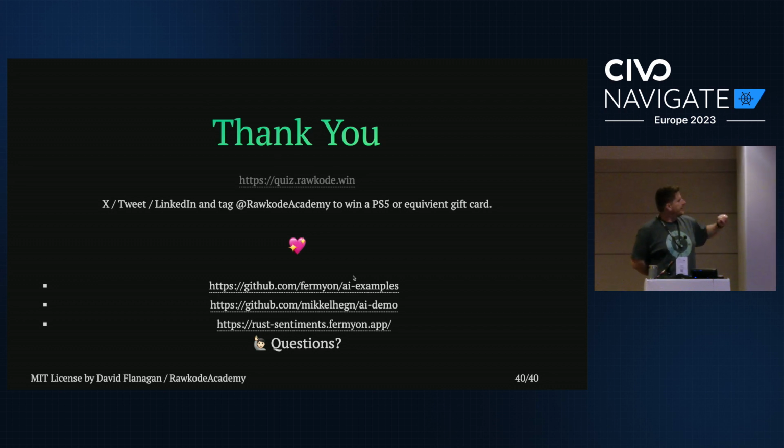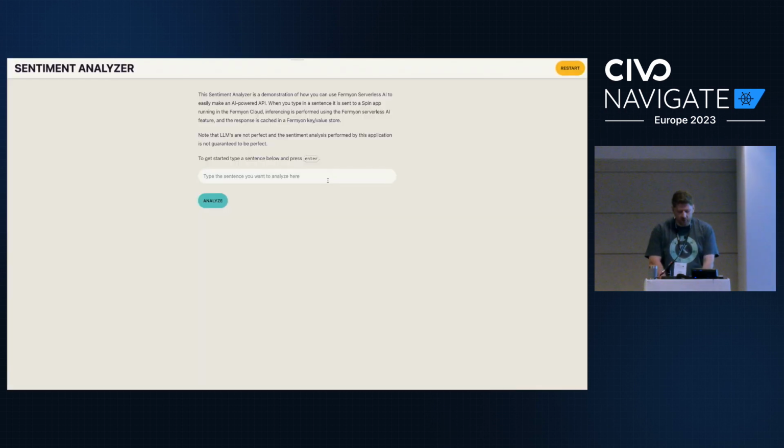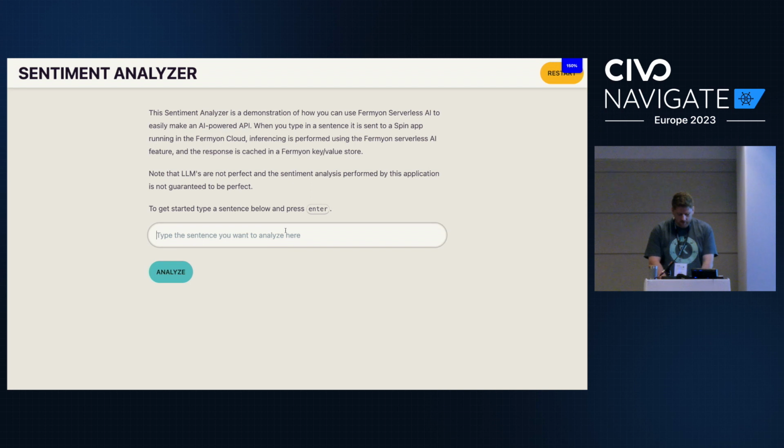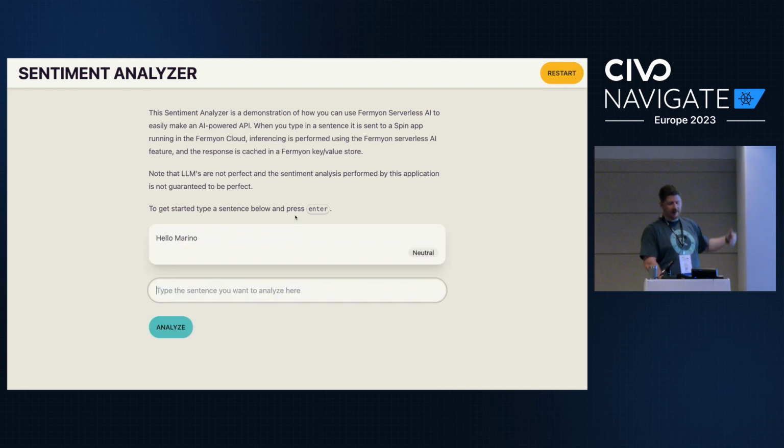So the demos are available on GitHub. Mikkel, one of the developer relations people at Fermyon, has got his own demos there. And there's the sentiment analysis demo too, which runs on their embedding AI. So you can just come to this website and say, hello, Marino. And it will analyze it and say that that is neutral.